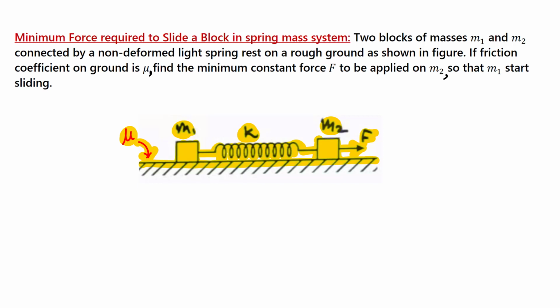It says two blocks of masses m1 and m2 connected by a non-deformed light spring rest on a rough ground as shown in the figure. If the friction coefficient on the ground is mu, we have to find the minimum constant force F to be applied on mass m2 so that m1 starts sliding. So how will you do this problem?